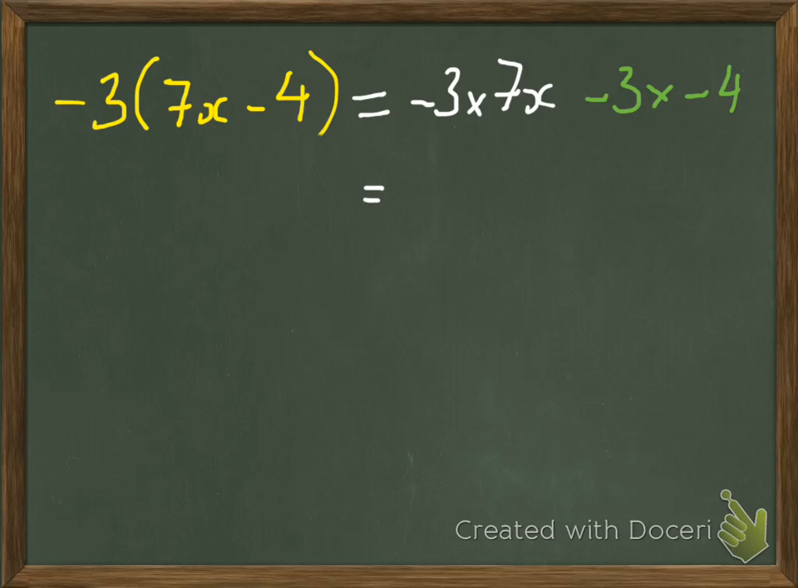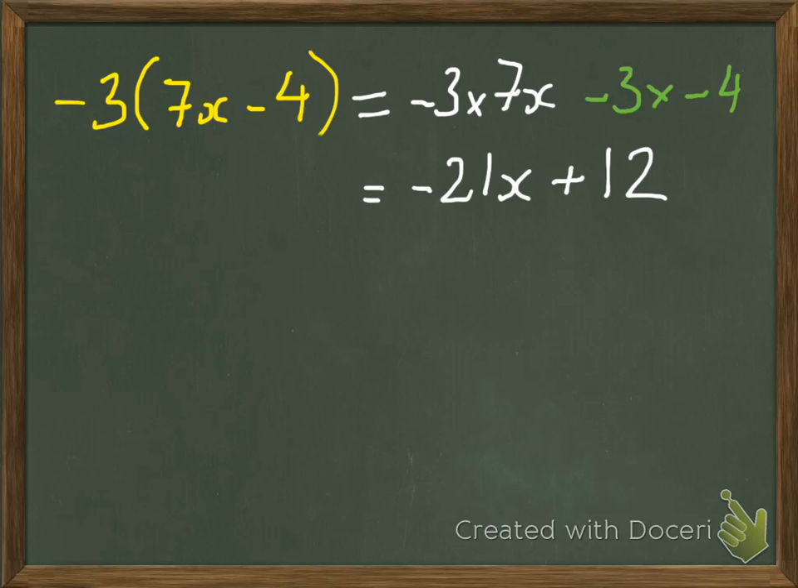Okay, so minus 3 times 7x. 3 times 7 is 21, so minus 3 times 7x is minus 21x. And then minus 3 times minus 4. A minus times a minus is a plus, and 3 times 4 is 12. If you got that right, great. Really well done you. If not, just have another look at it. And that was a fairly complicated one.